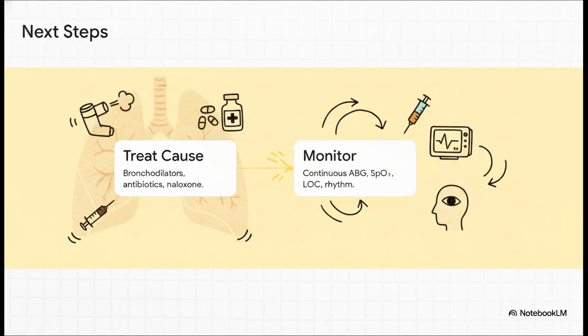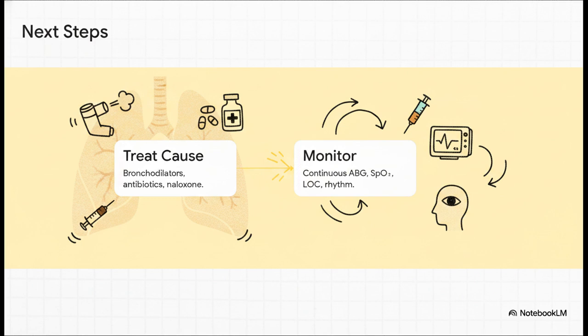But here's the thing, oxygen alone isn't a cure. Priority number 4 is treating the underlying cause. Gas exchange just isn't going to recover until the driver of the failure is fixed. So that means administering bronchodilators for asthma or COPD, antibiotics for pneumonia, or naloxone for an opioid overdose.